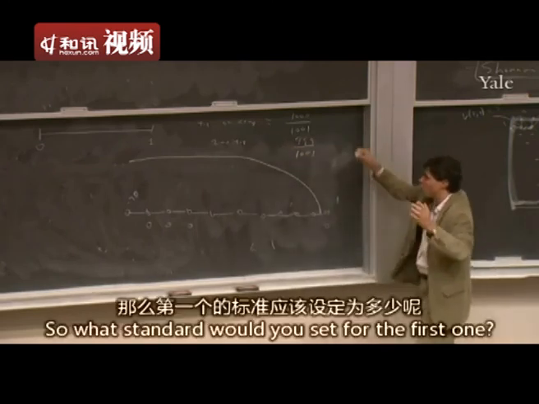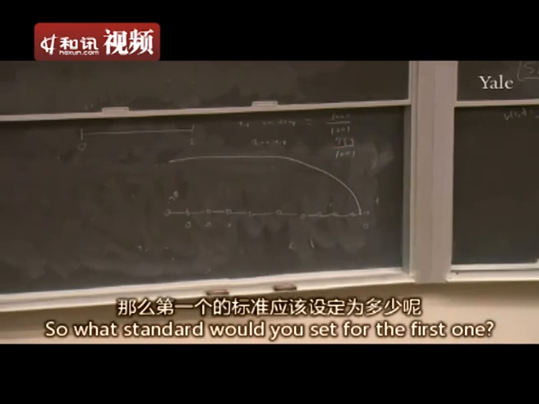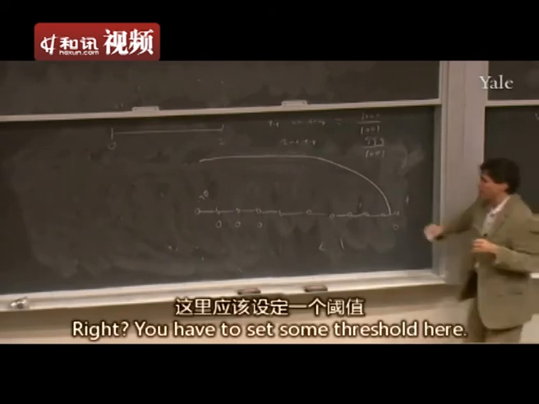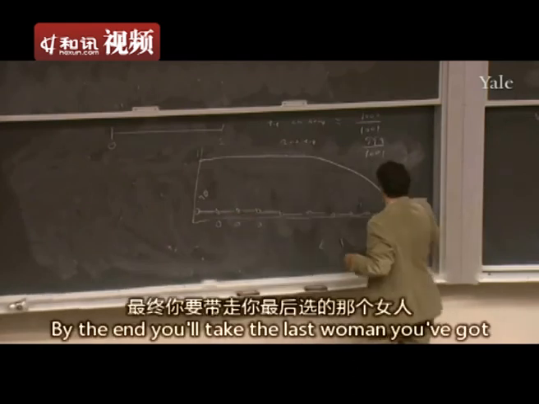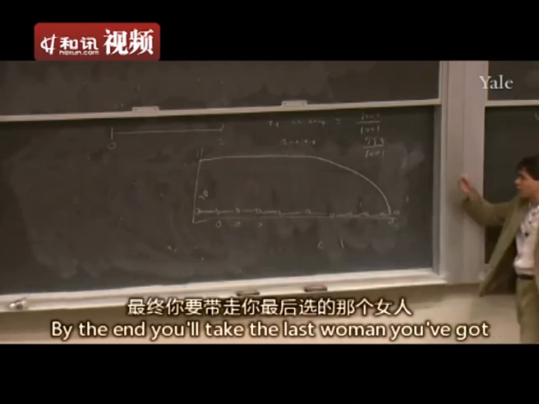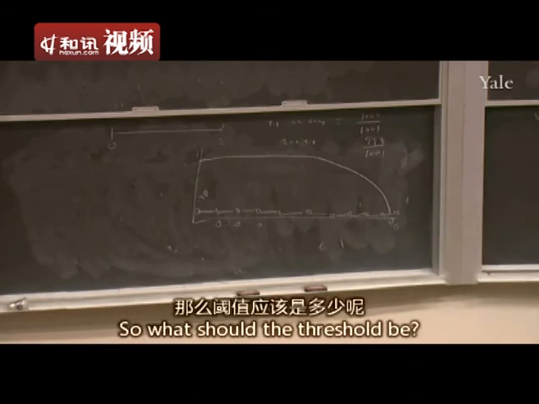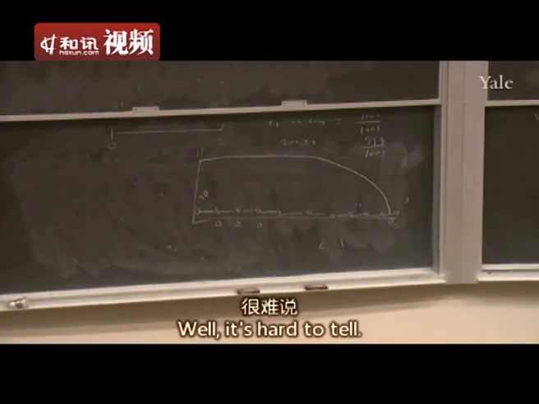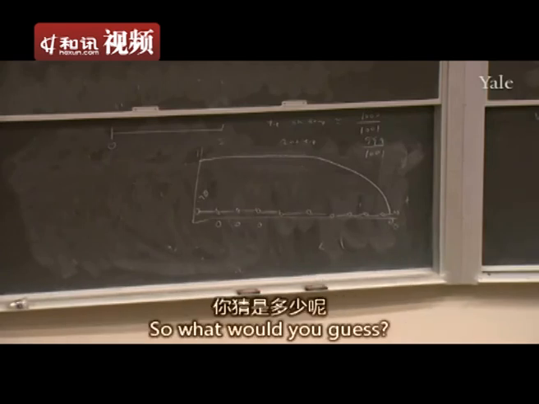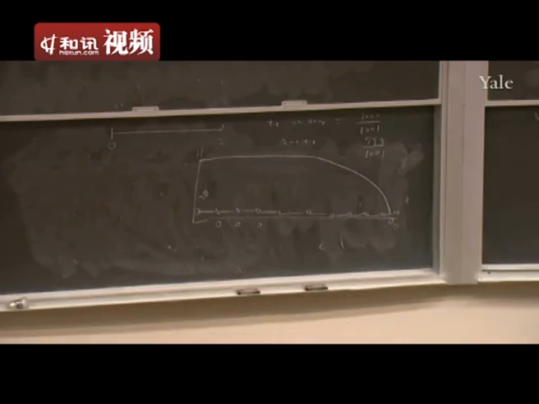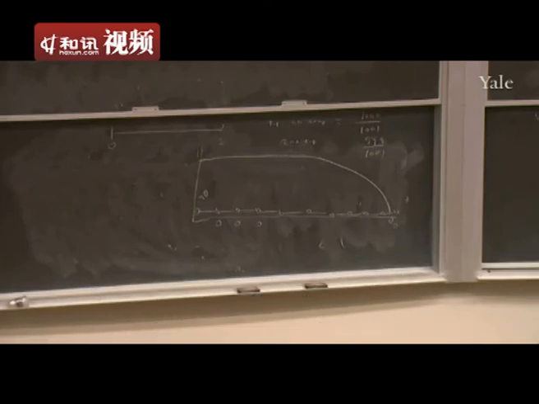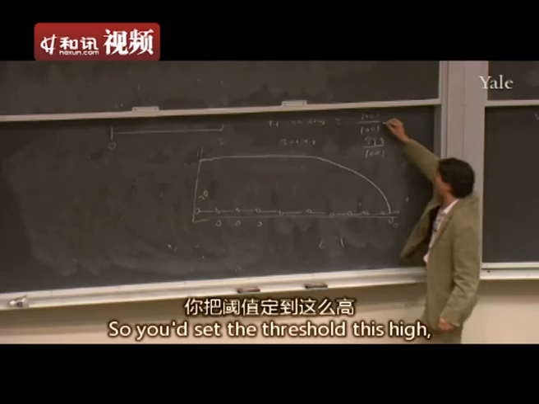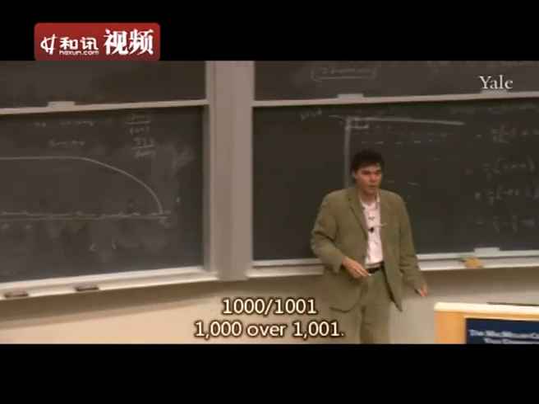But now, what standard would you set for the first one? You have to set some threshold here. Here's 1, and here's 0. By the end, you'll take any, but the last woman you're going to take no matter what. So what should the threshold be? Well, it's hard to tell. We can't do it except by backward induction. So what would you guess? 1? Well, then you'll never take her if it's 1, because the odds of getting exactly 1 are 0. So what would you guess? So you'd set the threshold this high, 1,000 over 1,001.